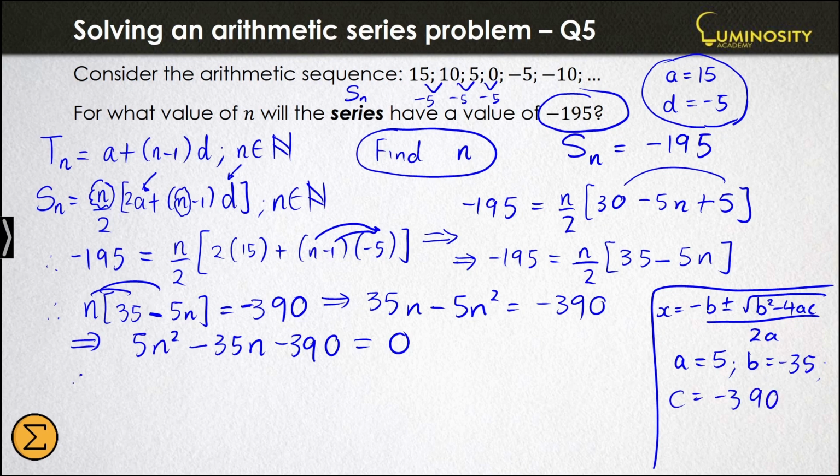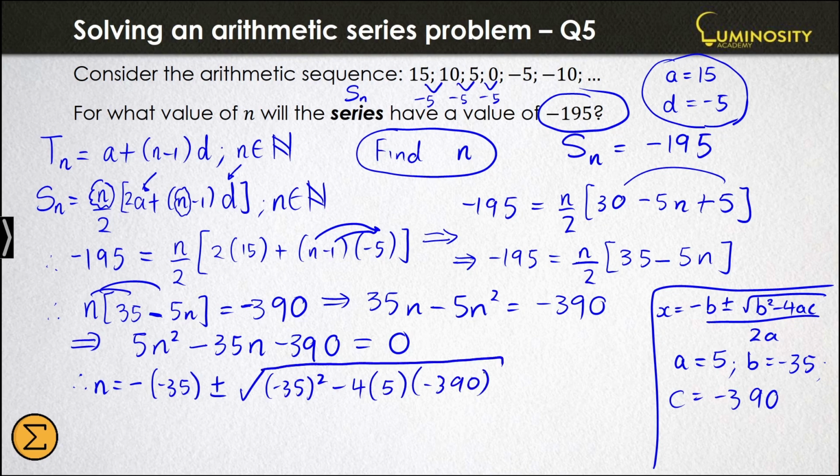So therefore, plugging in for n, I get -35 plus or minus square root of -35 squared minus 4 times a, which is 5, times c, which is -390, all over 2 times 5. So I'm going to get potentially two n values here. Let's see what they are.